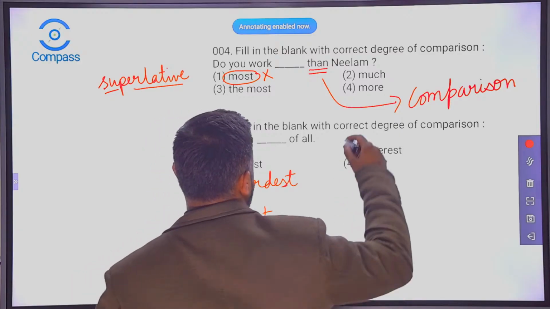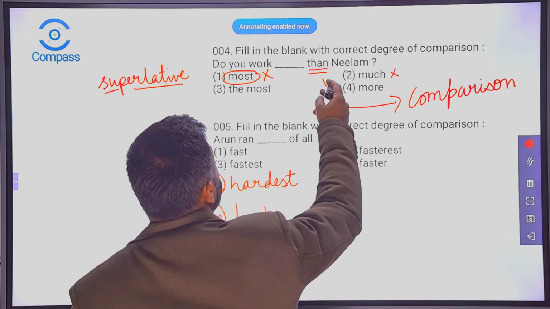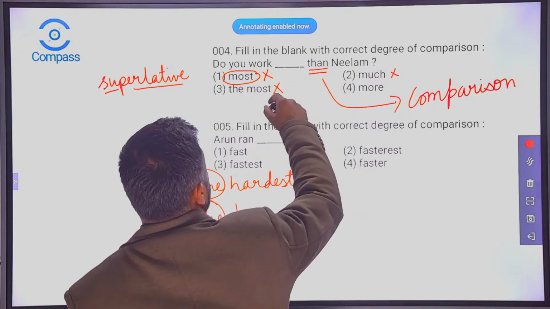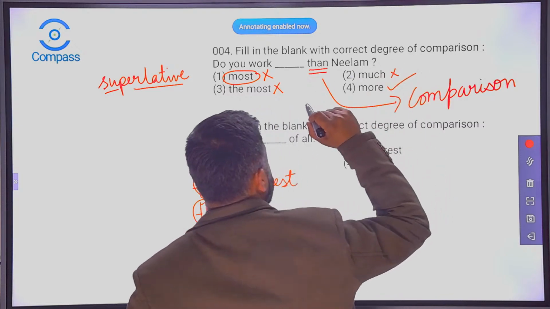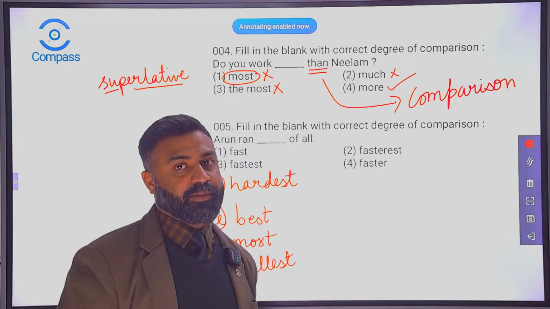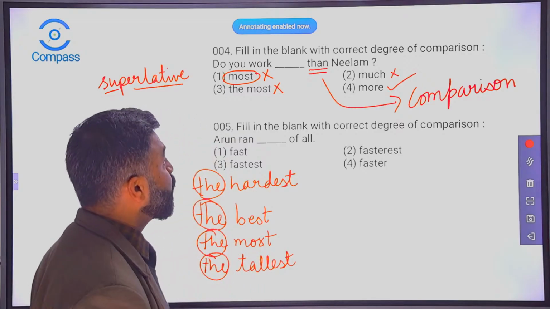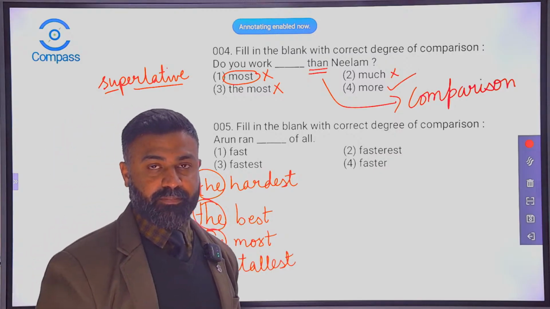No, that is also wrong. Do you work the most than Neelam? No. Do you work more than Neelam? That's right. That is actually showing comparison, right? So that's the comparative form. So do you work more than Neelam? Okay.